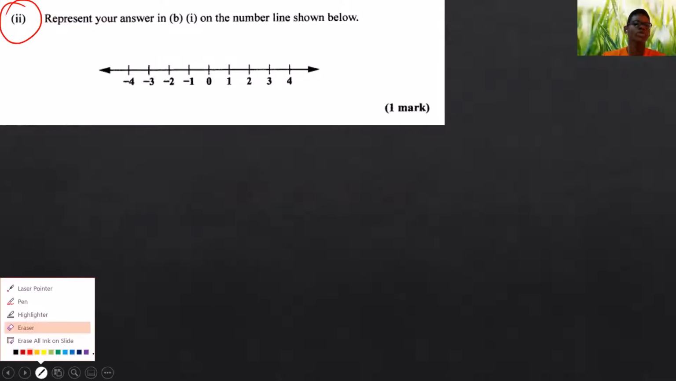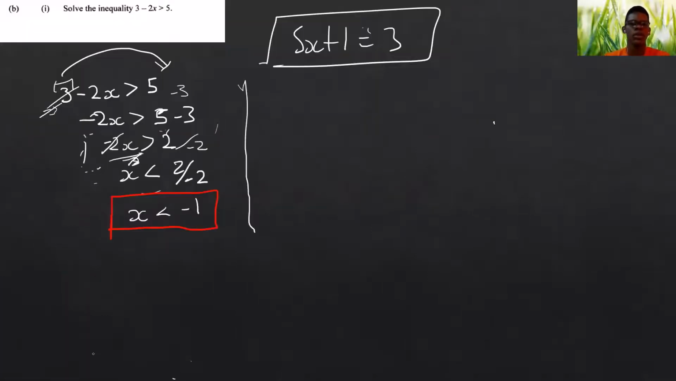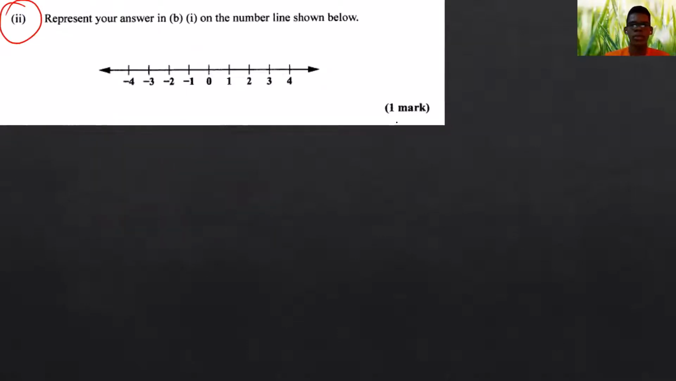And to represent any inequality, remember these are called inequalities because they have an inequality sign. This is what we're calling an inequality sign. All inequalities, at least these linear inequalities, can be represented on a number line.